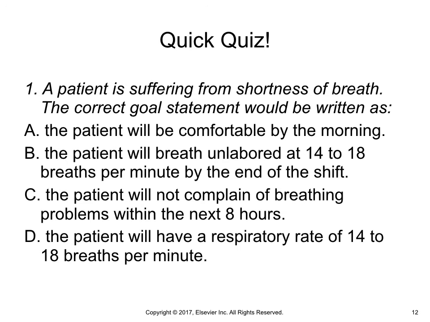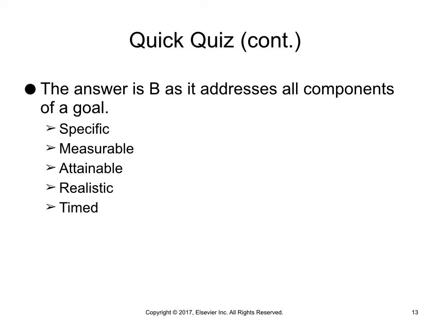Time for a quick quiz. A patient is suffering from shortness of breath. The correct goal statement would be written as A. The patient will be comfortable by the morning. B. The patient will breathe unlabored at 14 to 18 breaths per minute by the end of the shift. C. The patient will not complain of breathing problems within the next 8 hours. Or D. The patient will have a respiratory rate of 14 to 18 breaths per minute. The answer is B, as it addresses all components of a goal.